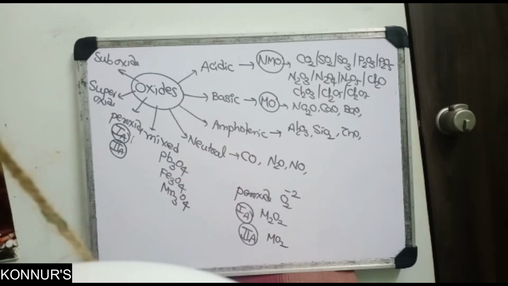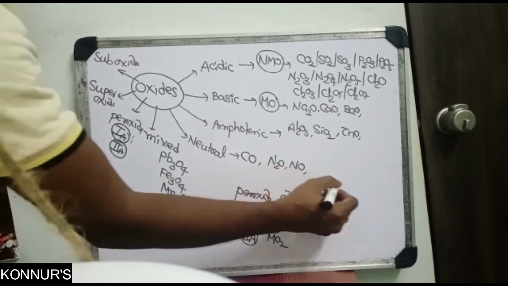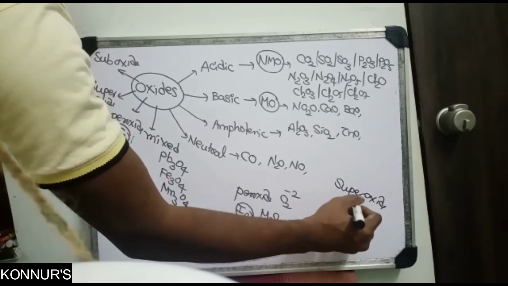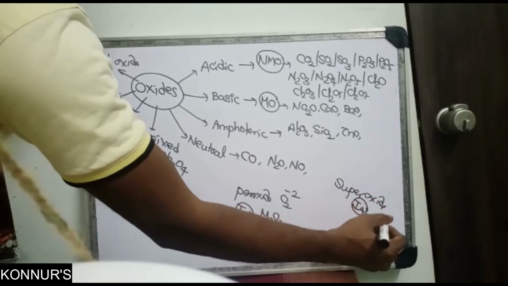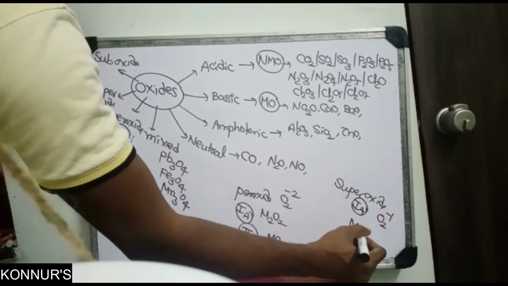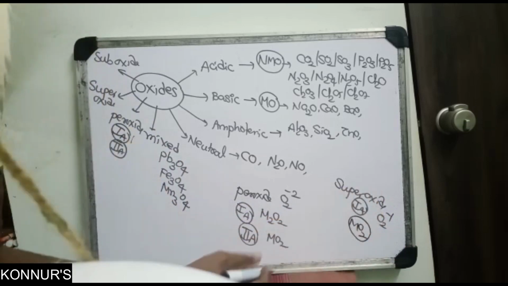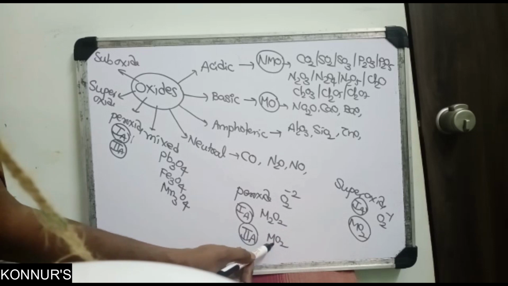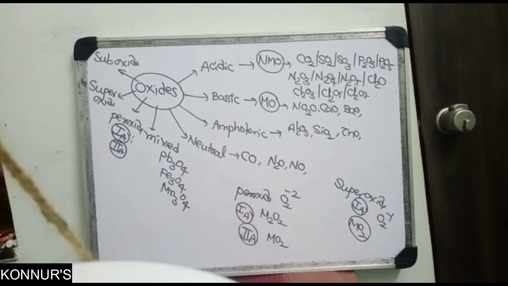Next, superoxide. Superoxide is formed only by first A group elements. So what is superoxide? O2 minus 1. So MO2. See, first group MO2 is superoxide. Second group MO2 is peroxide.